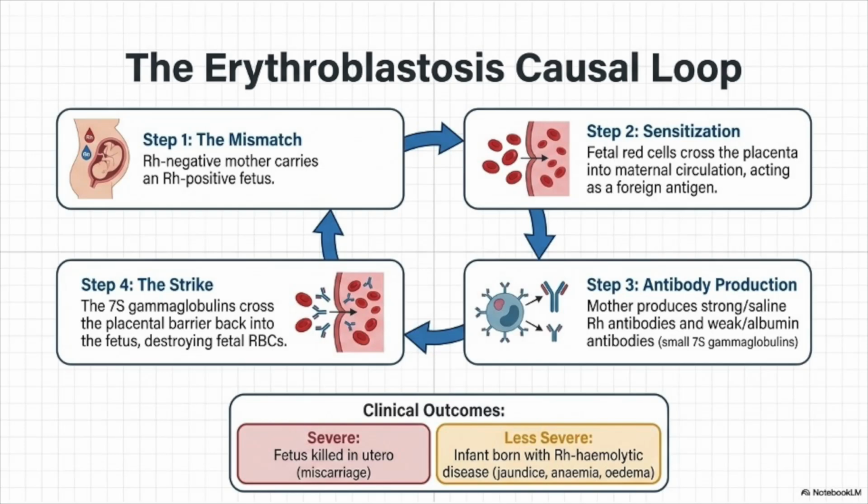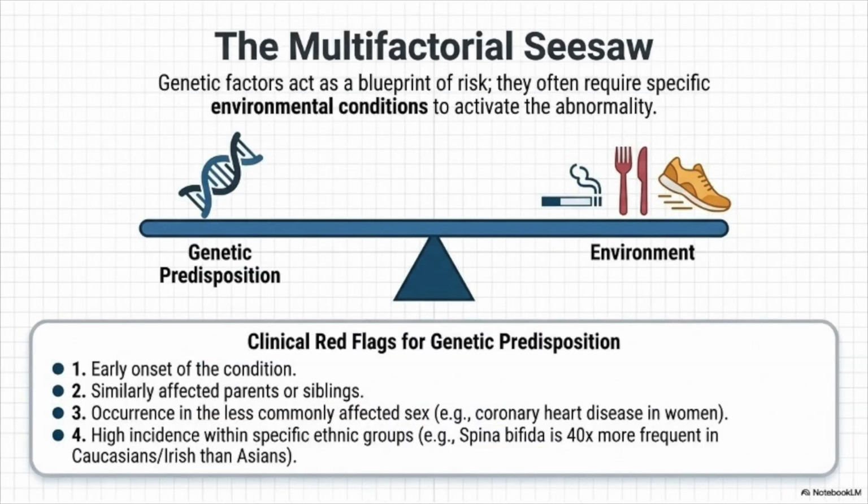Finally, in the strike phase, these gamma globulins cross the placental barrier back into the fetus, destroying fetal red blood cells. The clinical outcome can be severe, resulting in the fetus being killed in the womb, causing miscarriage, or less severe, resulting in an infant born with rhesus hemolytic disease, showing jaundice, anemia, and swelling. Now let us move to the multifactorial seesaw.